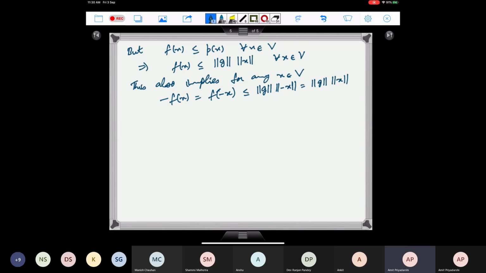So Fx is less than or equal to norm G times norm X, and also minus Fx is less than or equal to norm G times norm X. So these two imply that mod Fx is less than or equal to norm G times norm X for all X in V. And this implies that F is in V star, and also this says that norm F is less than or equal to norm G.